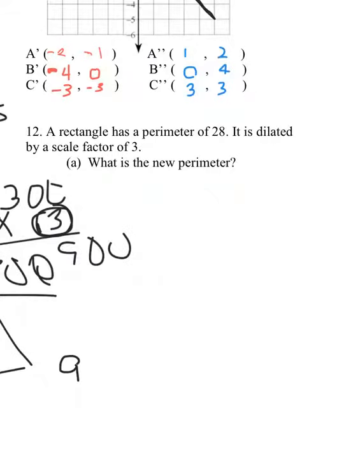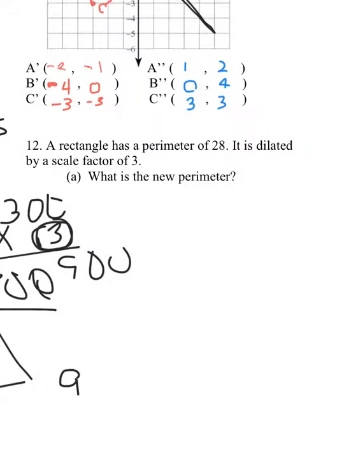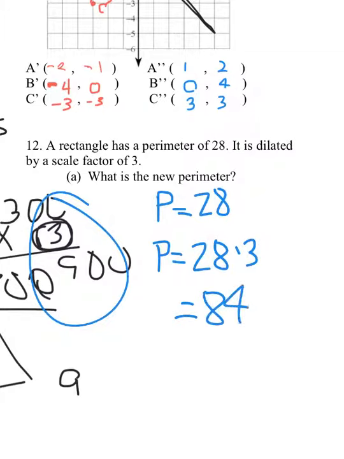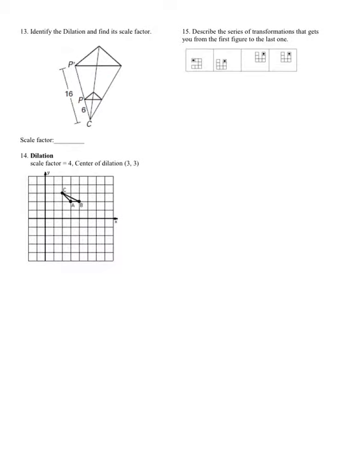A rectangle has a perimeter of 28 and is dilated by a scale factor of 3. So really simple. The perimeter equals 28, like we said on the problem that's over here. Scale factor works the same for perimeter. So new perimeter is simply 28 times 3, which is 84. Okay. All right, one more page. Let's see if we can get this.